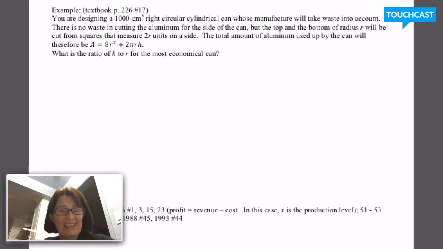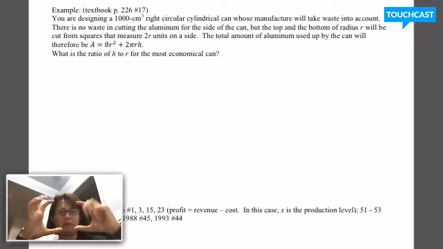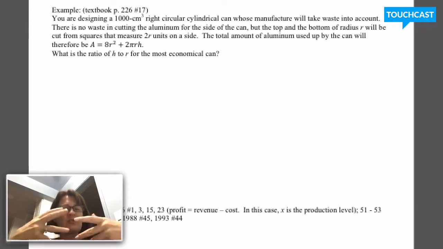So I want to design a can, and I want to use the minimum amount of material. The problem is, the material I'm counting doesn't just count the material that ends up in the can. I'm going to cut the ends, the circles for the top and the bottom, out of a square. So there's some waste, leftover material that I can't use for anything else. So I have to take that into account when I write my equation for how much material I use.